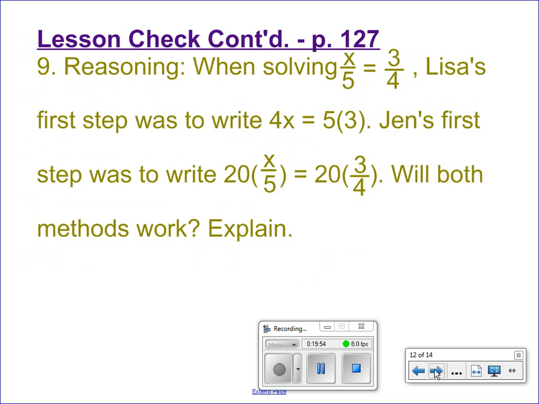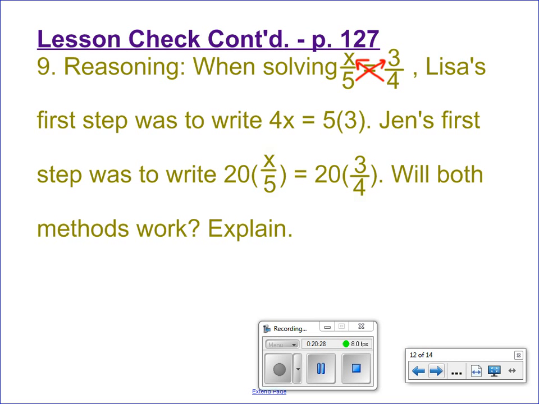All right. Number 9, when solving x over 5 equals 3/4, Lisa's first step was to write 4x equals 5 times 3. All right, so let's talk about that. 4x equals 5 times 3 is simply using the cross products property. Jen's first step was to write 20 times x over 5 equals 20 times 3 over 4. Will both of these methods work?